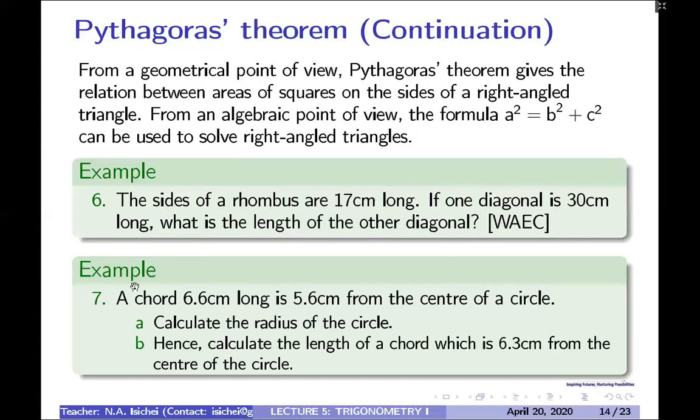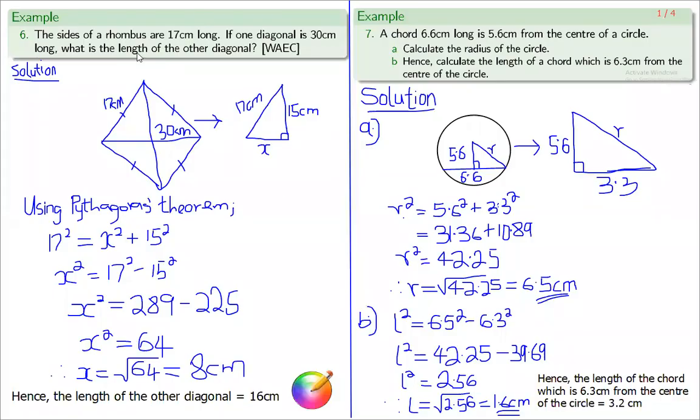And also example 7 says a chord 6.6 centimeters long is 5.6 centimeters from the center of a circle. A. Calculate the radius of the circle. B. Hence, calculate the length of a chord, which is 6.3 centimeters from the center of the circle. Okay, let's see the solutions to those examples 6 and 7.